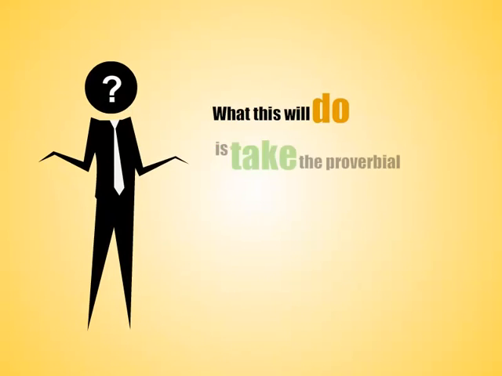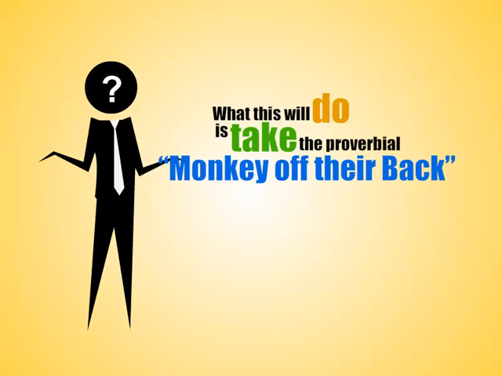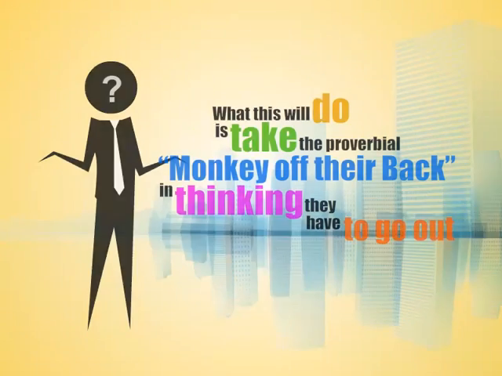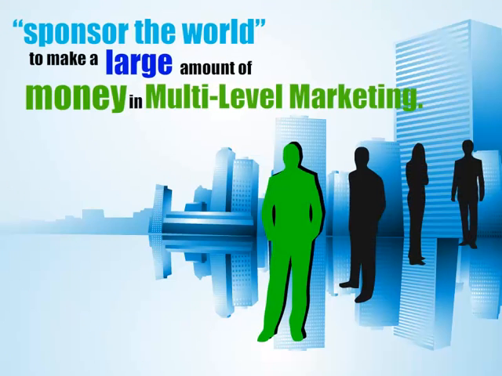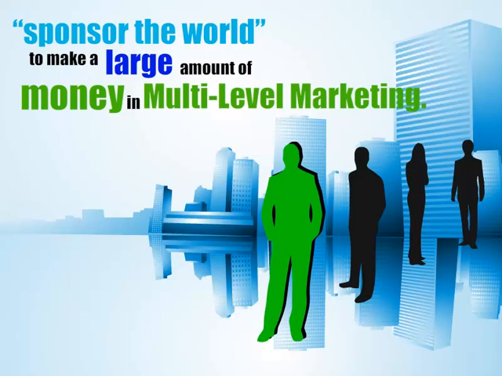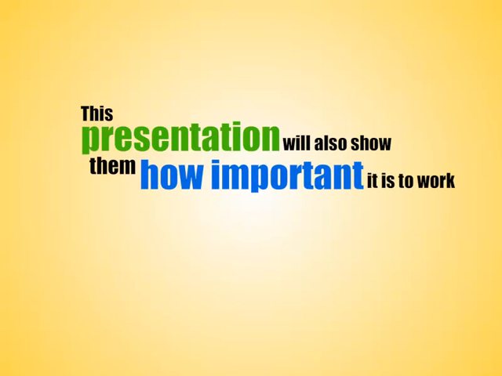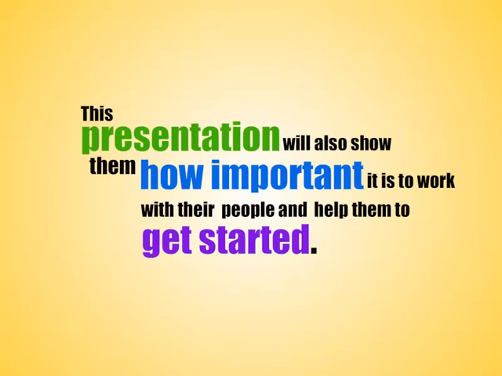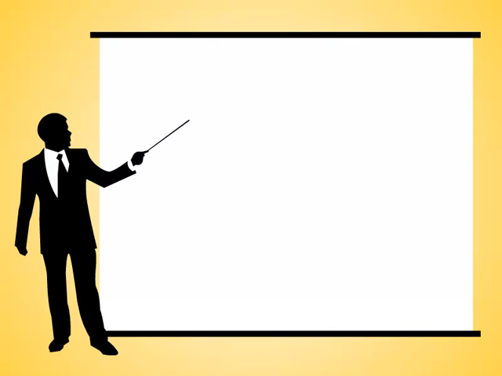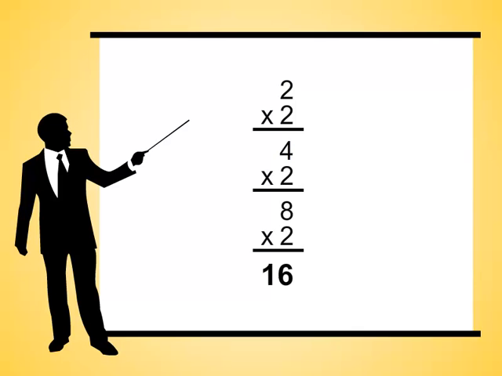What this will do is take the proverbial monkey off their back in thinking they have to go out and sponsor the world to make a large amount of money in multi-level marketing. This presentation will also show them how important it is to work with their people and help them to get started. This presentation starts by your writing down 2 times 2 is 4, etc., and multiplying on down as shown in the figure on the right.